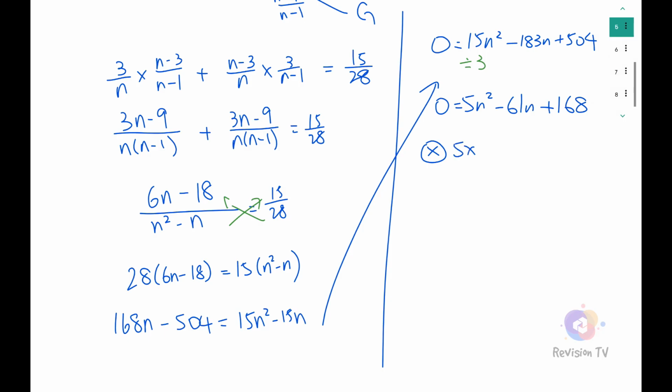I don't like where this is going. 5 times 168 is 840. You also need to find a sum that gives minus 61. Now, if this proves to be too difficult, you can use a calculator.